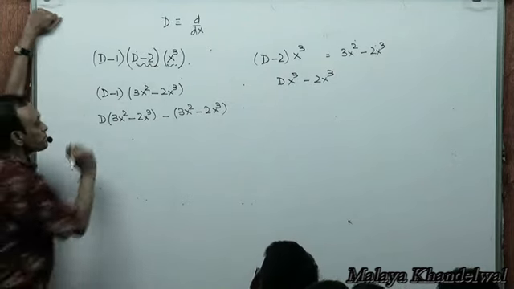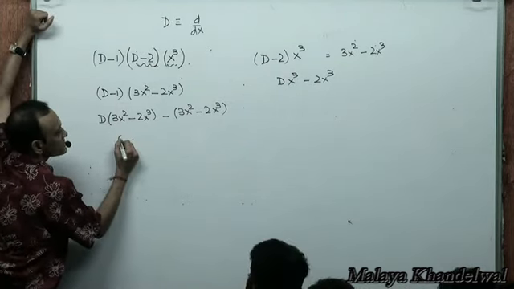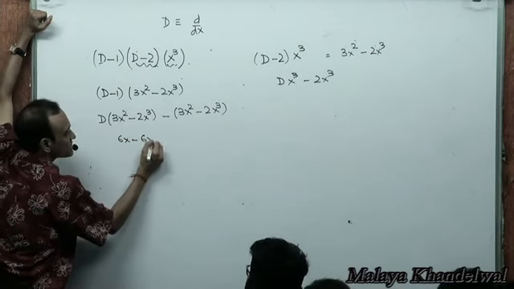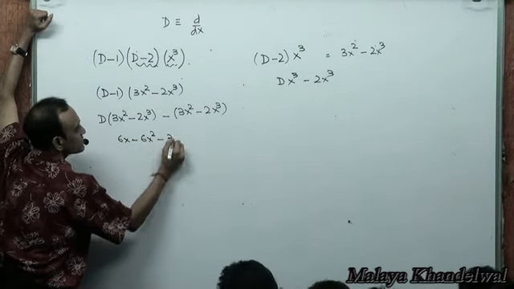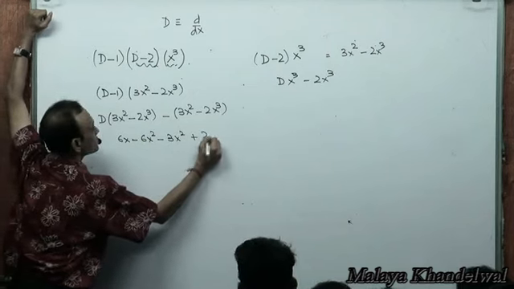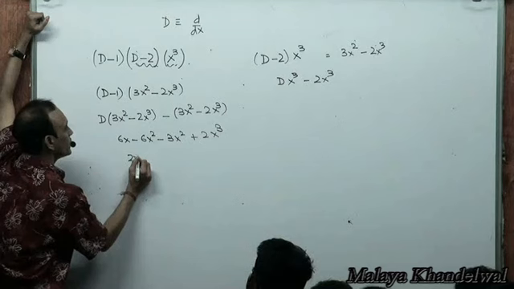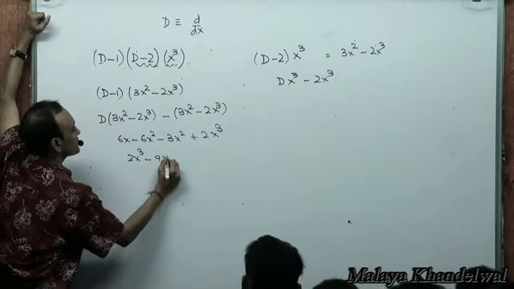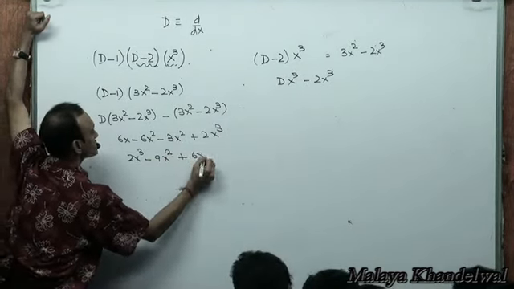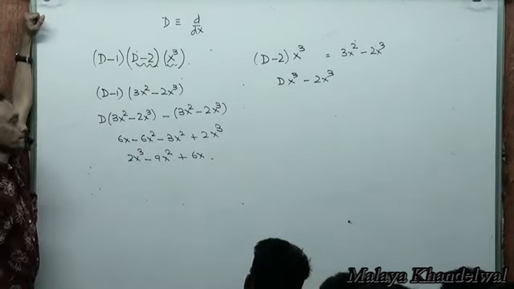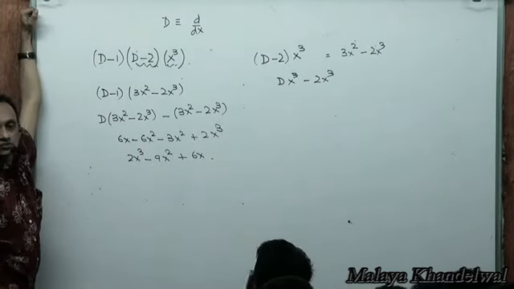Right? Now, what is this? This is 6x minus 6x squared minus 3x squared plus 2x cubed. Yes or no? So, which is like 2x cubed minus 9x squared plus 6x. Yes or no? That's the output?